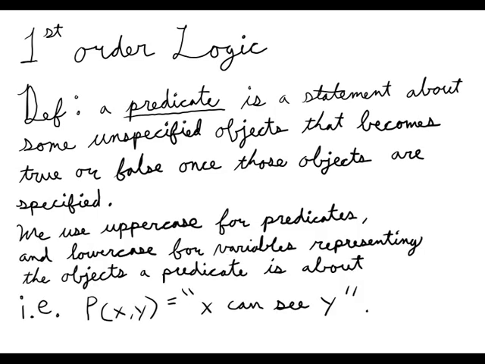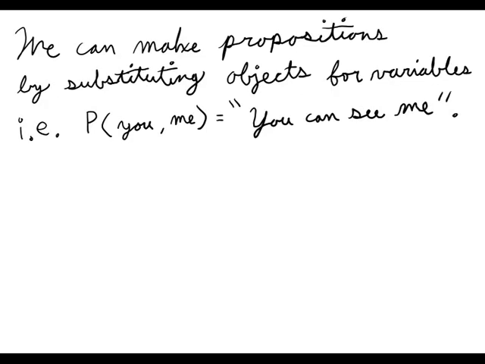We use uppercase letters for predicates and lowercase letters for variables representing the objects a predicate is about. For example, we could write P(x, y) for the statement "x can see y", which then becomes true or false when we specify x and y. We can make propositions by substituting objects for variables. For example, if we substitute you for x and me for y, then P(x, y) becomes P(you, me), which means you can see me.